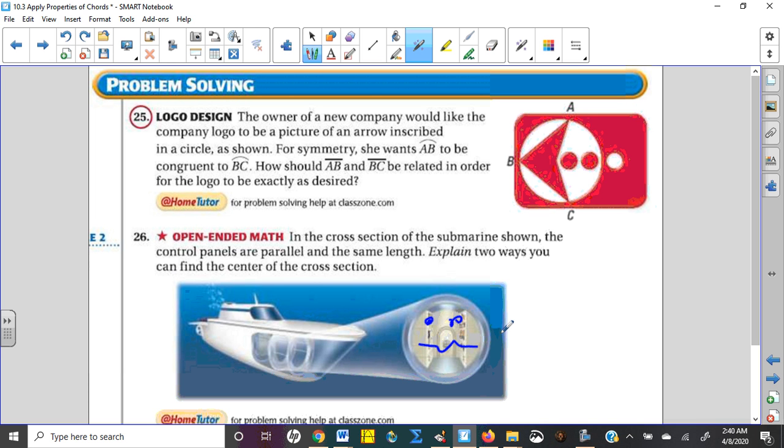So we'll be talking about some more theorems tomorrow. Some interesting angles is what we're going to be talking about.